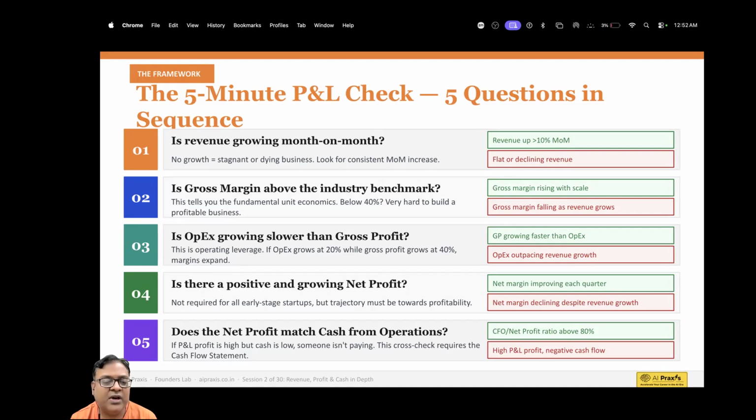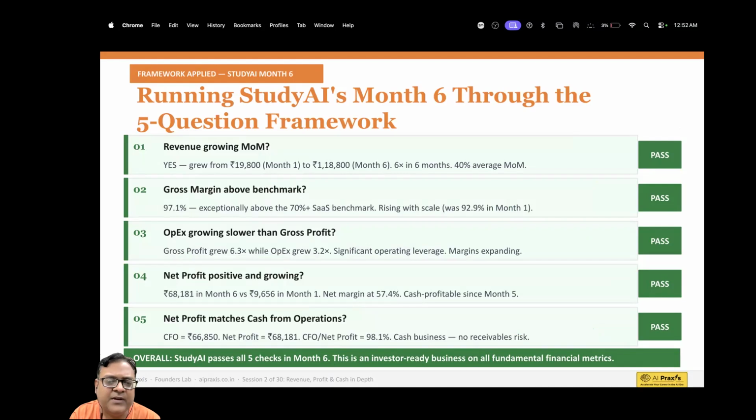This cross-check requires the cash flow statement. So you have to also match your P&L with your cash flow, right? There has to be enough cash. So high profit and loss profit and negative cash flow, this is not going to survive. So these are the 5 questions, the 5-minute P&L check for survival.